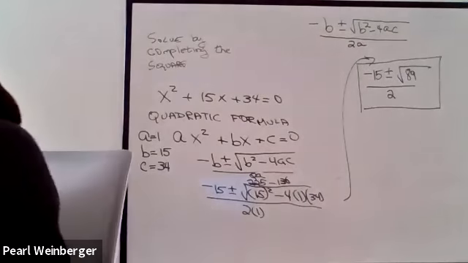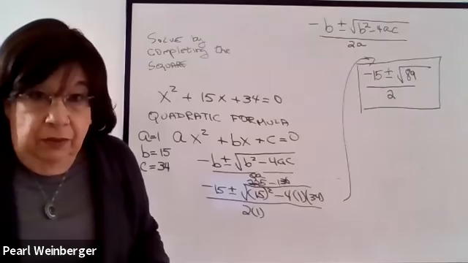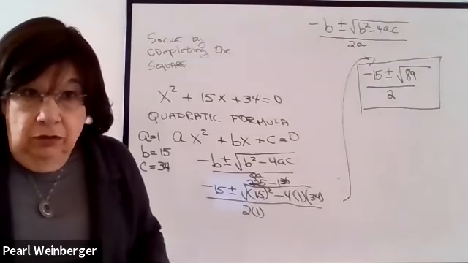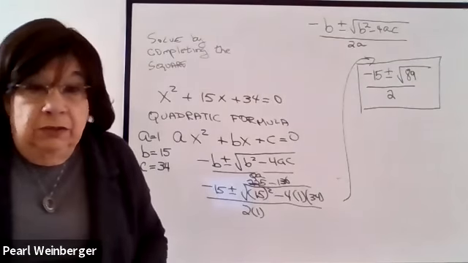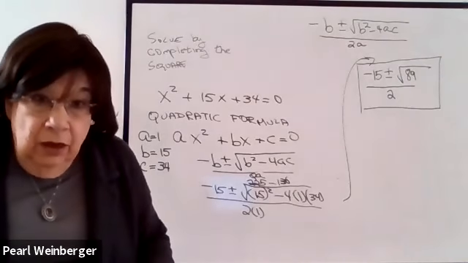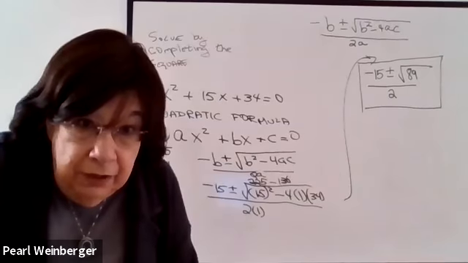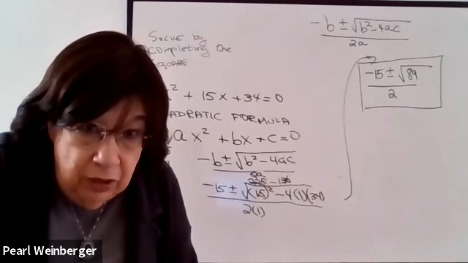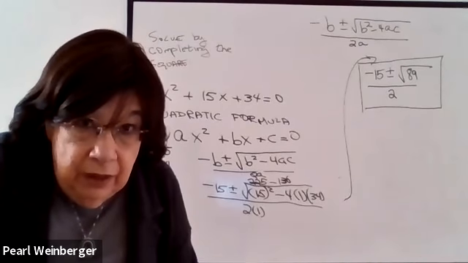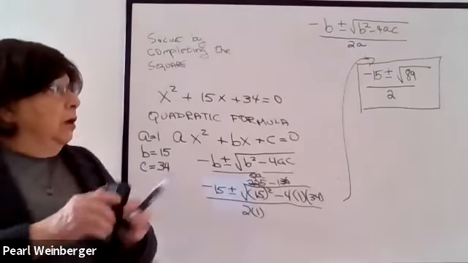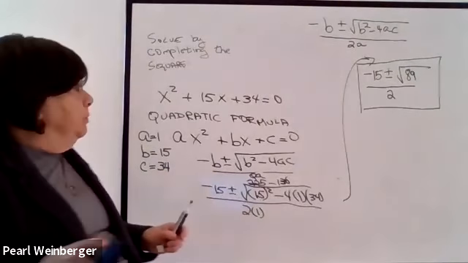The first thing I want to do is I want to do the exact example that we had done before using the completing the square method. The reason I want to do it is because I wanted you to decide which method you like better. Do you like the completing the square method, or do you like this formula method? Remember, there are cases where you must use the formula.